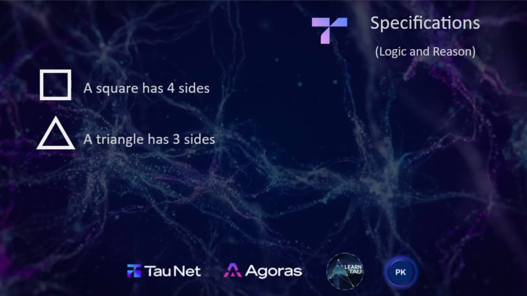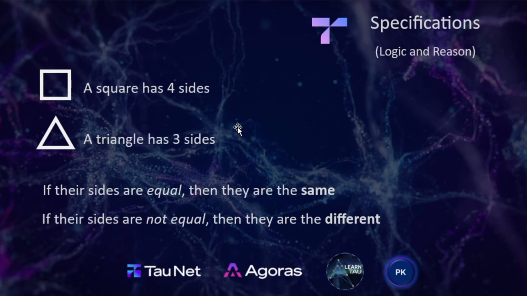Here we write down the main idea, the concept. The concept is that a square has 4 sides and a triangle has 3 sides. Then we write the relationship between the two shapes. If the two shapes have the same number of sides, then they are the same. If they have different numbers of sides, then they are different.